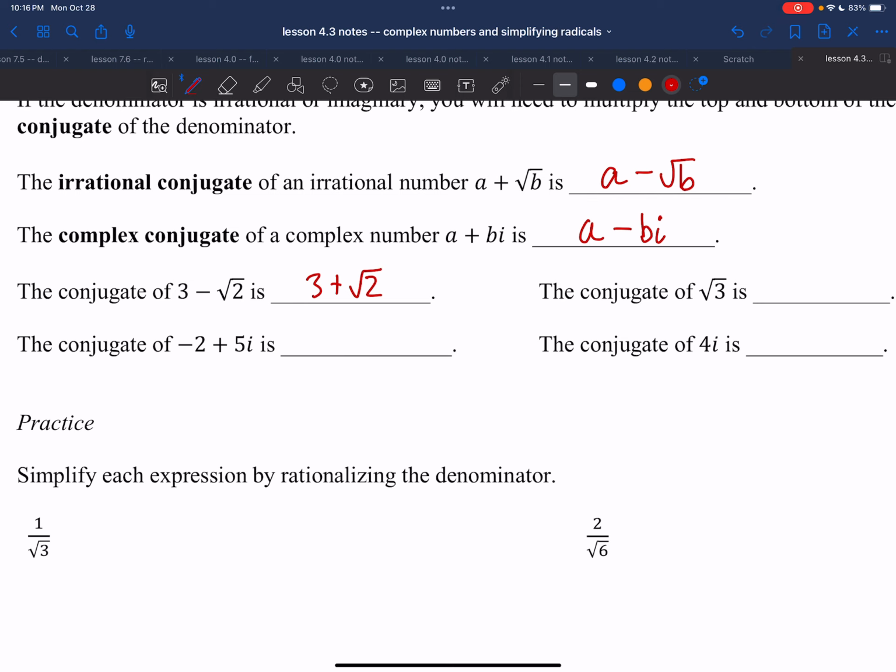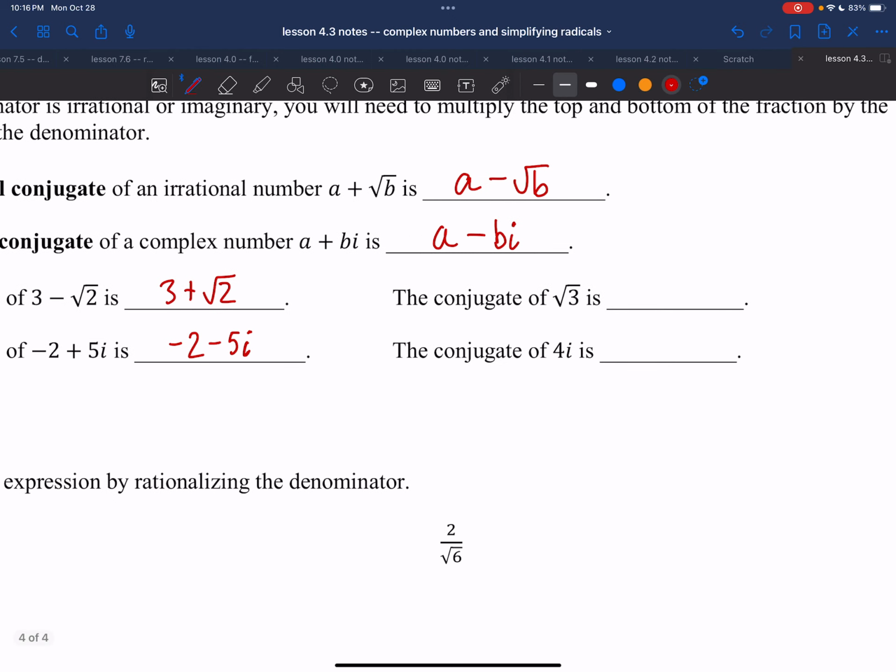The conjugate of negative 2 plus 5i would be negative 2 minus 5i. I just flipped the sign on the imaginary component. The conjugate of root 3, well, that's like saying 0 plus root 3. So the conjugate of that is 0 minus root 3. Yeah, just negative root 3. Same thing for 4i. That's 0 plus 4i. So the conjugate of that is 0 minus 4i, making the conjugate negative 4i. And so that's it. That's the idea of the conjugate.